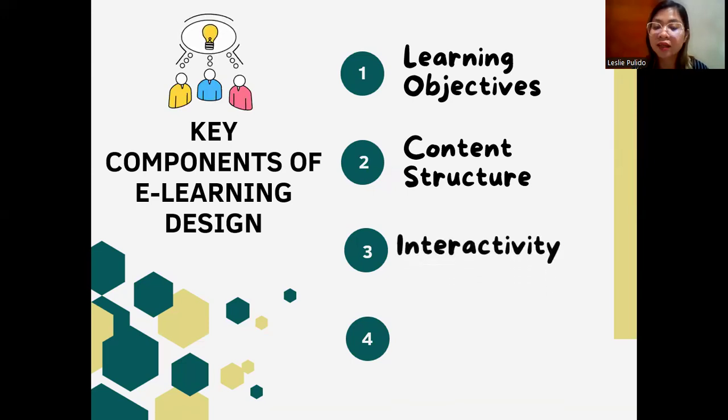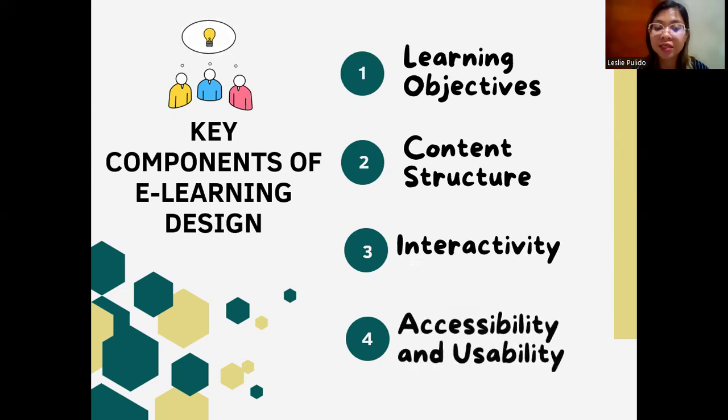Next one is the interactivity. These include interactive elements such as quizzes, simulation, and games, which make learning more fun. And the last one is the accessibility and the usability. E-learning content must be accessible to all. Thus, it should be user-friendly and compatible to the various devices to ensure seamless experiences because it's online.